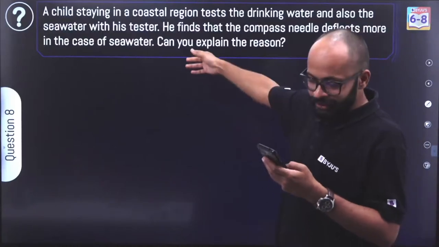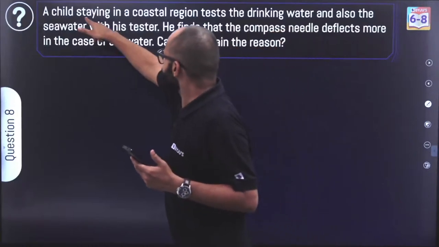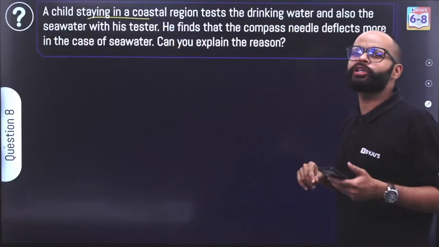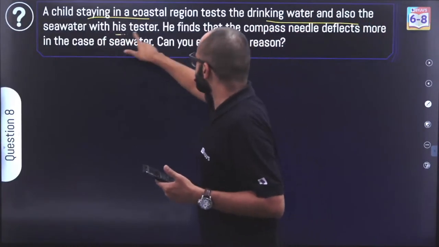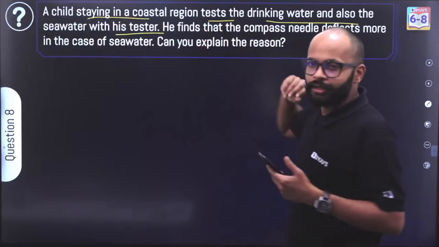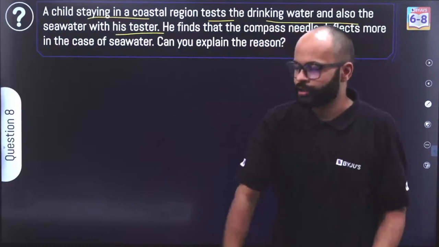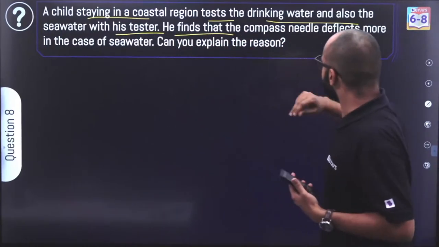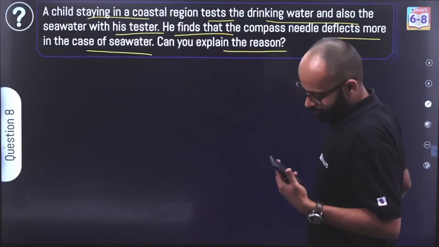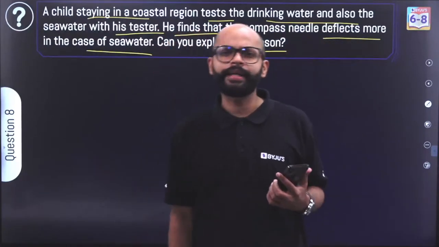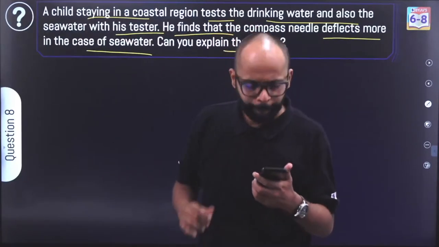Come on. This is also a good question. It's a nice question of a small kid, a child staying in a coastal region, samudra kinare. He tested the drinking water and also the sea water with his tester. He finds that the compass needle deflects more in the case of sea water. Can you explain the reason? Sea water ke case mein jo needle hai, it is deflecting more. Kya lagta hai? Why?